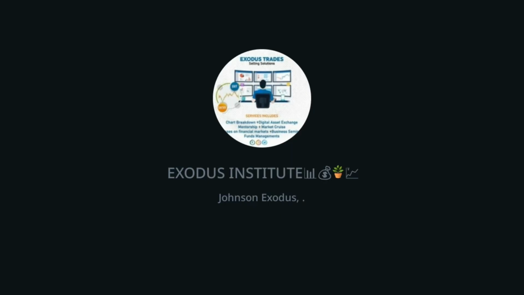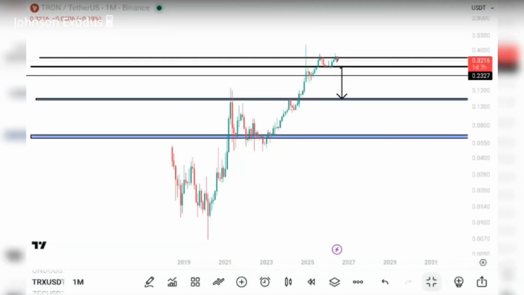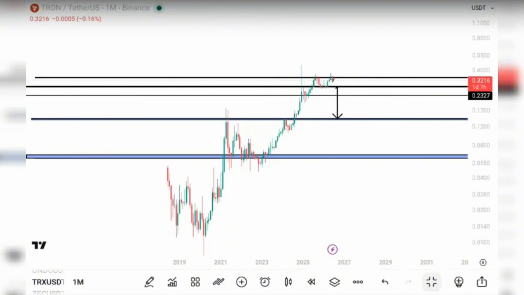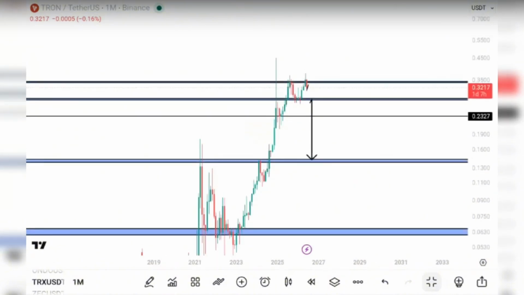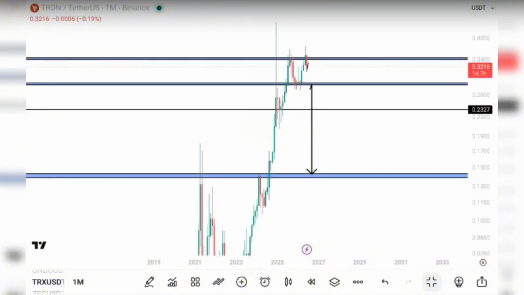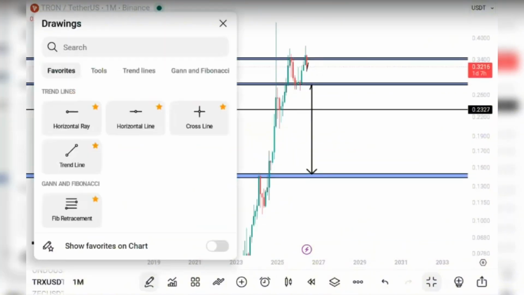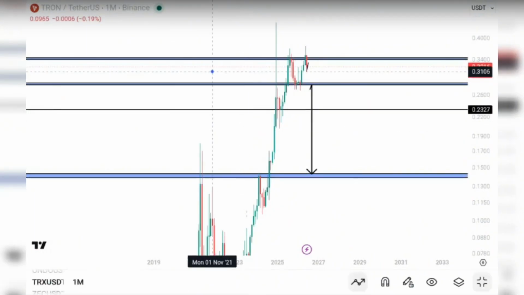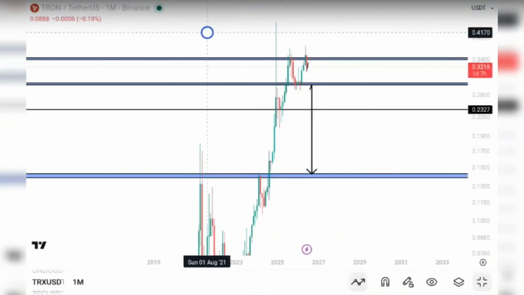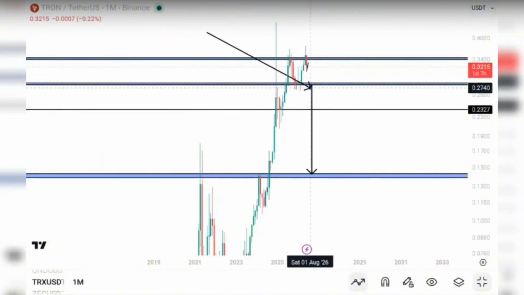Now, as you can see, TRX USDT has been trending up for a very long time. However, the market is already looking like it's forming a potential double top here. And if this double top should hold, that means it is going to eventually break below this neckline, this blue zone, pull back to it, and then give us a continuation candle close.